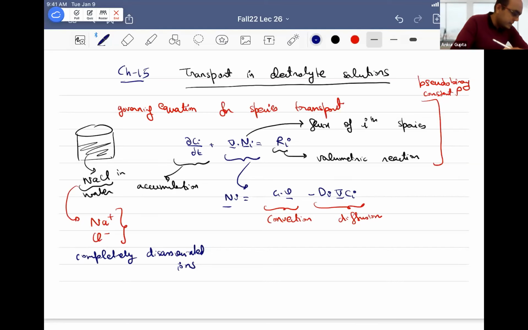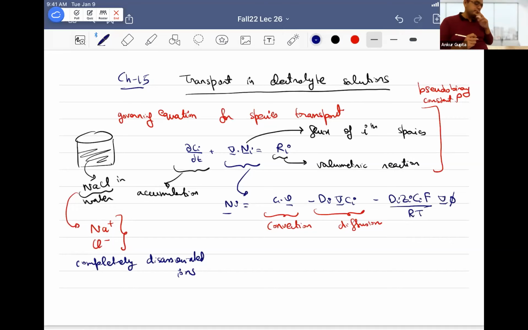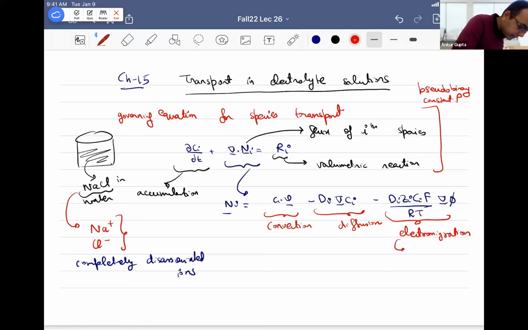So the third type of transport mechanism is called, and we'll go through the terms slowly, so don't worry about it, minus Di Zi Ci F by RT gradient of phi. Okay, and this term is known as electromigration, due to electric fields.